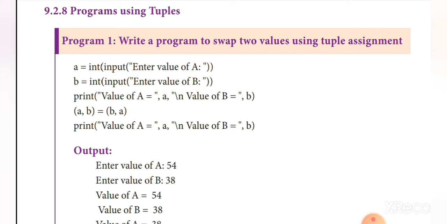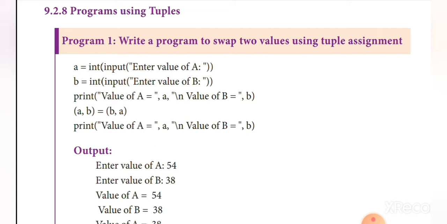54. In this example program, what is the value assigned for the variable a? 54. And then what is the value assigned for the variable b? 38. Okay, so we just print the value of a and b. What is the value there? 54 and 38. And then we are doing the interchange, that is a comma b equal to b comma a.